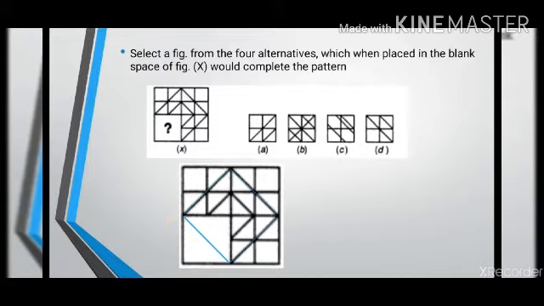Now in options A and C, as you can see, in C there is no diagonal. In option A the diagonal is starting from the right hand side corner. So I don't want that. I want a diagonal that is starting from the left hand side top corner of the figure. So I'll eliminate options A and C.